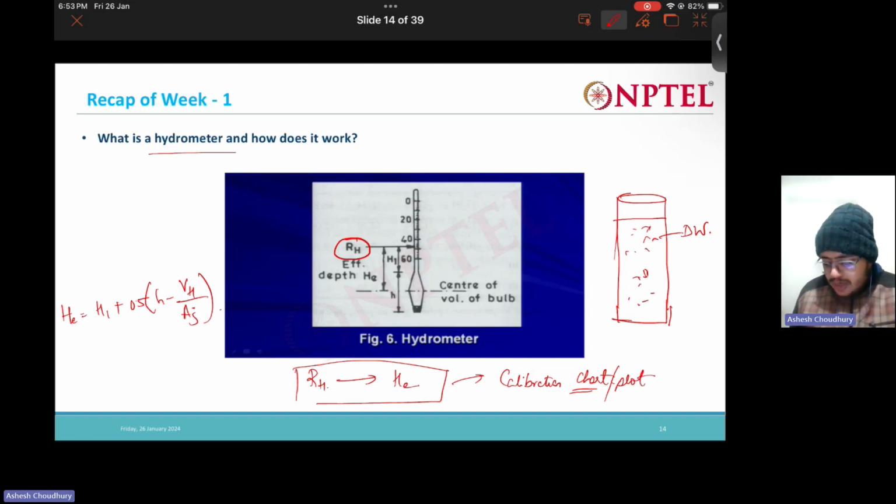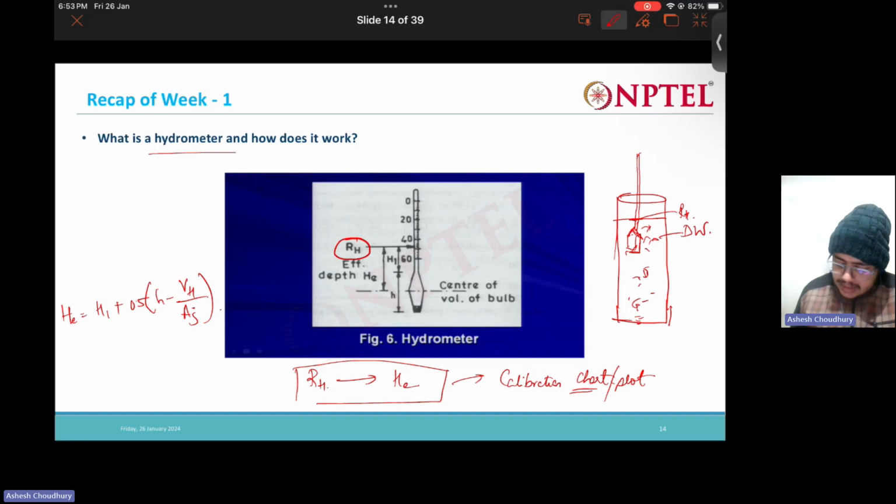Now what we need to do after we see this RH, so the hydrometer is submerged like this, right? We submerge something like this, and so we get the reading here. This is RH. As the particles keep on settling down, this HE, this effective depth, keeps on increasing.